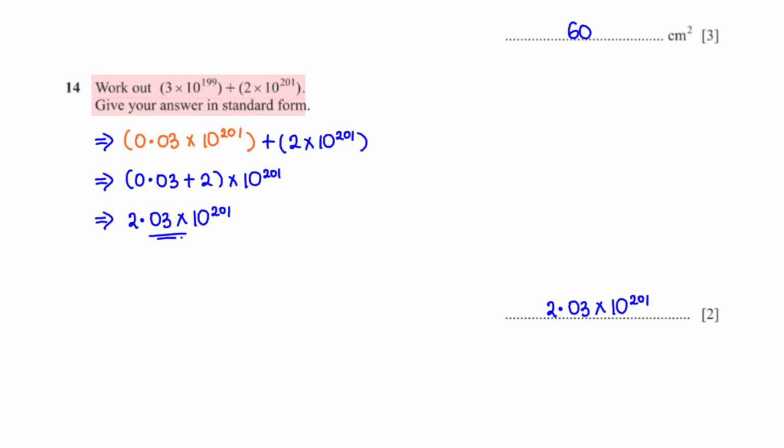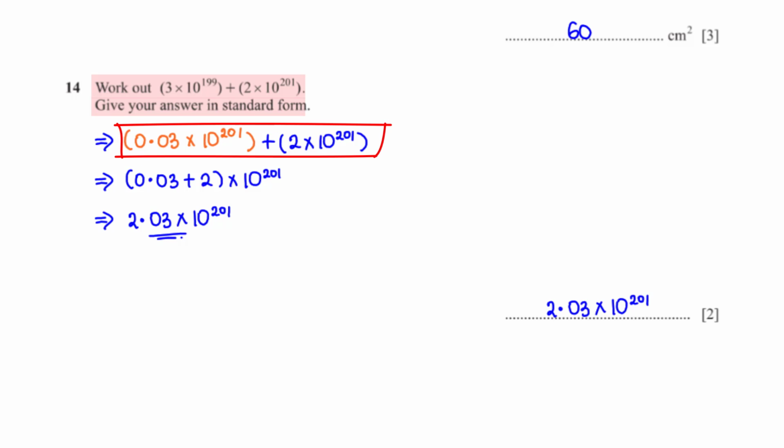This gives us 10 raised to the power 199 plus 2, which is 10 raised to the power 201. Since we've multiplied by 10 raised to the power 2, we need to also divide 3 by 10 raised to the power 2 to balance the expression. This means we shift the decimal point at the end of 3 two times to the left. This gives us 0.03 times 10 raised to the power 201.